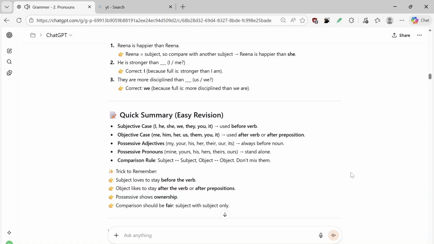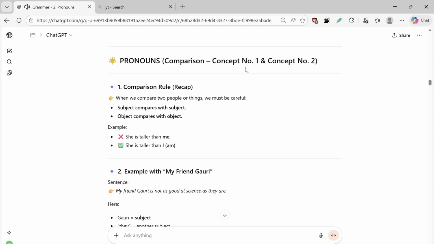Don't mix them. Trick to remember: subject loves to stay before the verb. Object likes to stay after the verb or after prepositions. Possessive shows ownership. Comparison should be fair, subject with subject only. Would you like me to add all questions? At the end, I'll also give you a quick summary so you can revise easily. We have covered pronouns, comparison, concept number 1 and concept number 2.